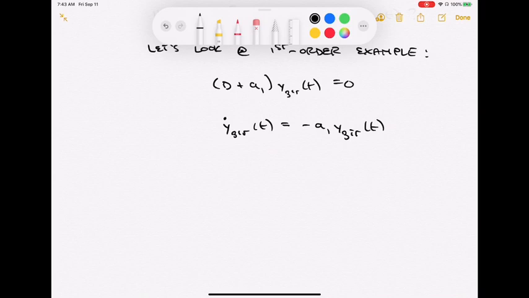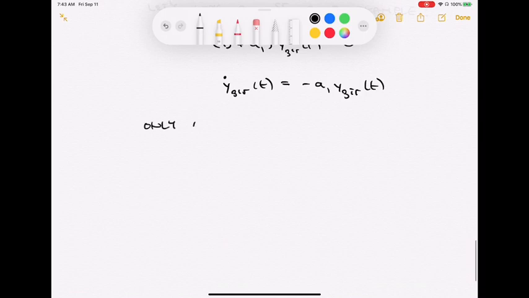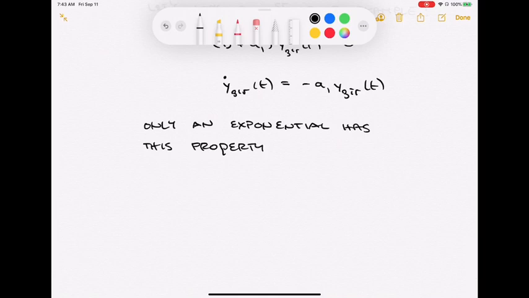What kind of signal is equal to its own derivative? You should know from calculus that there's only one kind of signal that's equal to its own derivative, and that is this idea of an exponential. Only an exponential has this property of the derivative being equal to a scale of itself. So we will hypothesize that the solution y zir of t takes the form of an exponential.